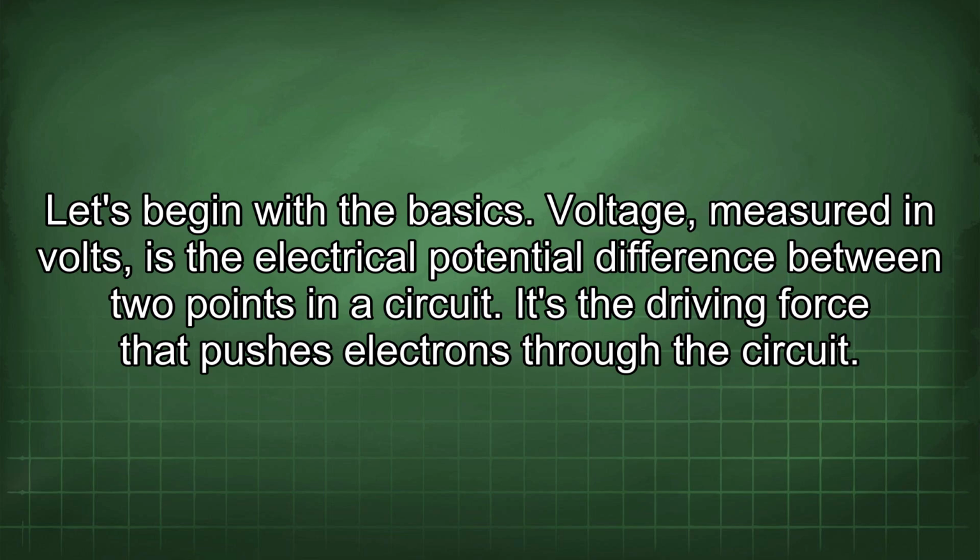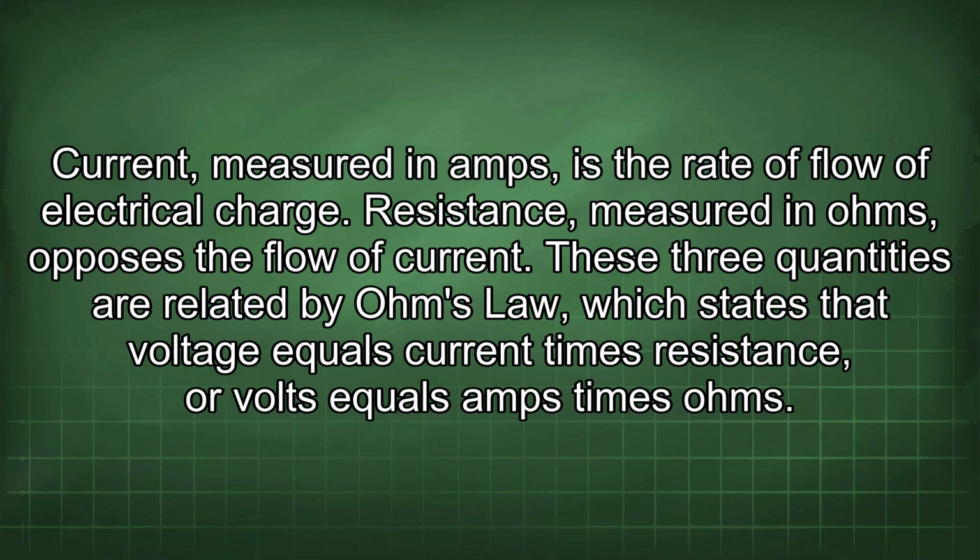Voltage, measured in volts, is the electrical potential difference between 2 points in a circuit. It's the driving force that pushes electrons through the circuit. Current, measured in amps, is the rate of flow of electrical charge. Resistance, measured in ohms, opposes the flow of current.